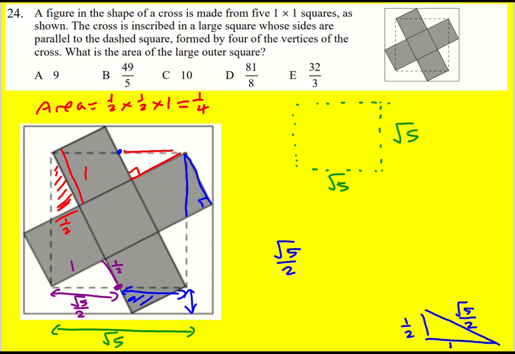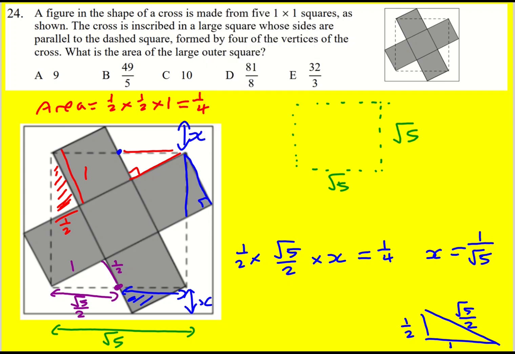But now I'm using a different way to get the area. It's going to be root 5 over 2 times, let me call it x, and then I need to halve it. And that is also going to equal a quarter. The reason I'm doing this is that if I get x, that is also x, I've got the side of the big square, and then we can work out the area. So I've got a half times root 5 over 2 times x is a quarter.